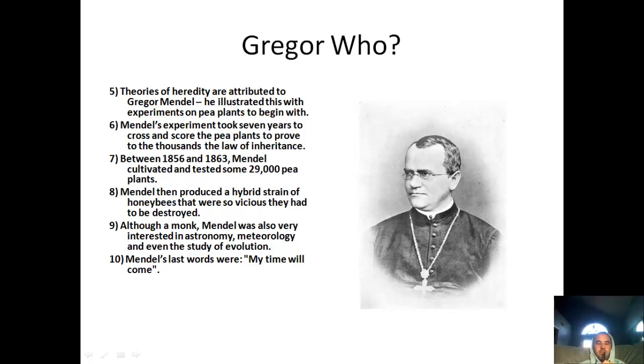So it took him 7 years to do crosses with pea plants. He did tons of different crosses during that time. As you can see, almost 30,000 pea plants that he tested on between 1856 and 1863. He crossbred honeybees as well, and produced a hybrid strain of honeybees that were so vicious they had to be destroyed. So it's kind of cool.